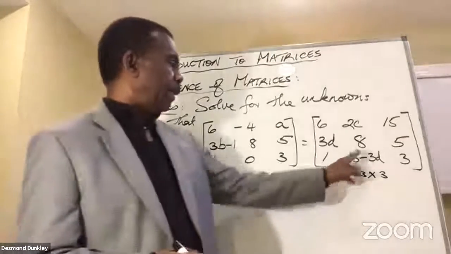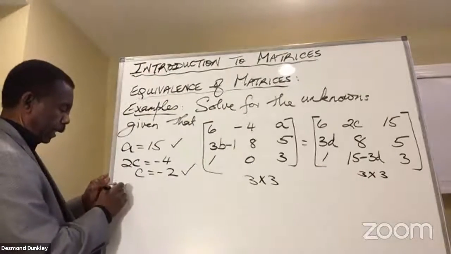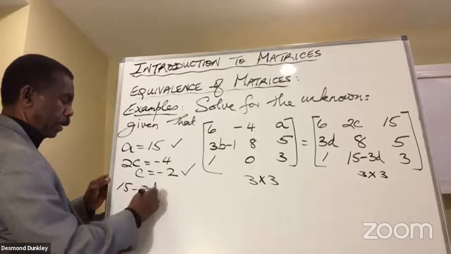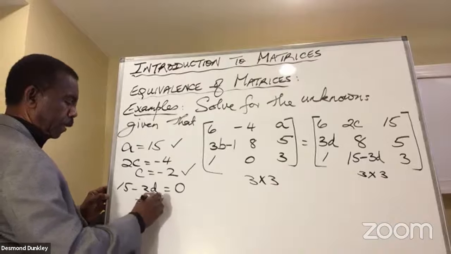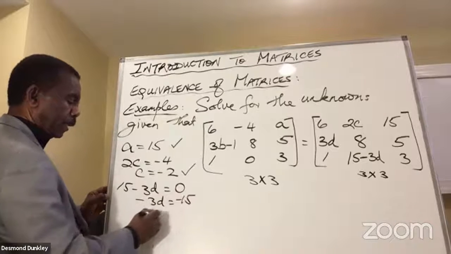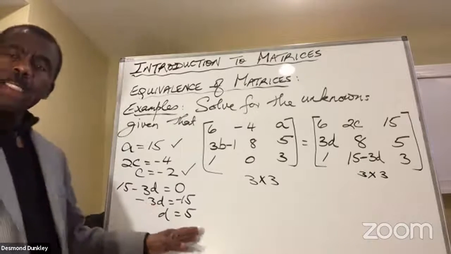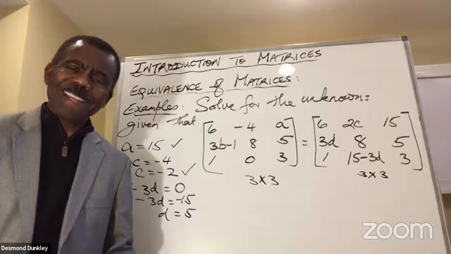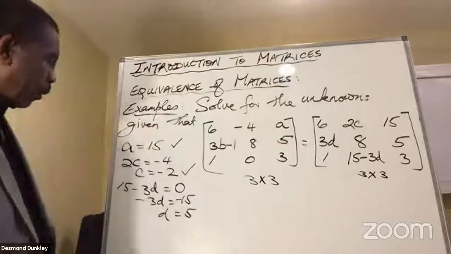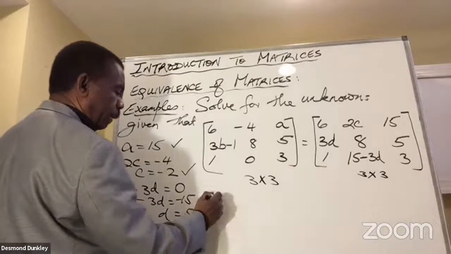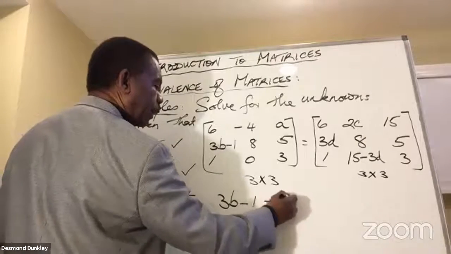So we have 2 things done. What about this? 0 is equal to this. So we could put 15 minus 3D is equal to 0. So therefore, negative 3D is equal to negative 15. So D is equal to 5. So now we know that D is 5. Okay? So now I think we can go back and solve this. So what do we have? We have 3B minus 1 is equal to 3D.